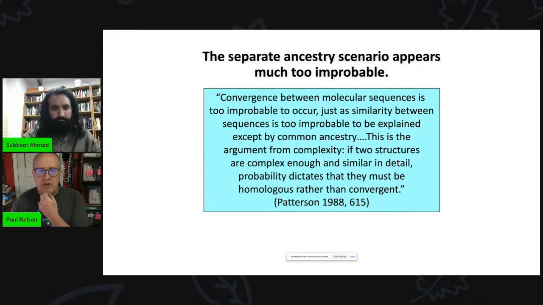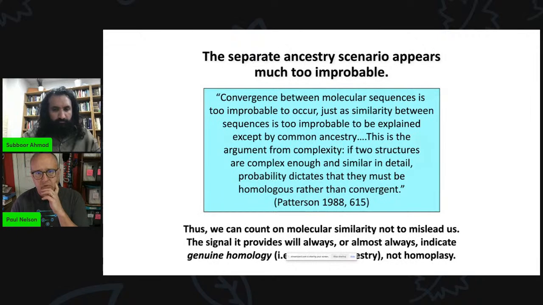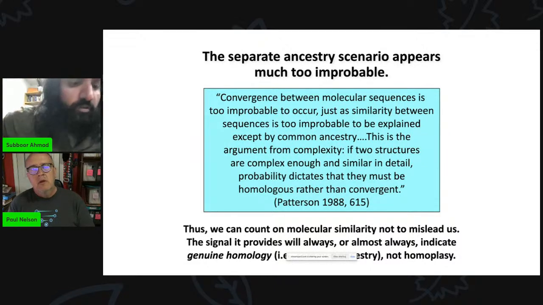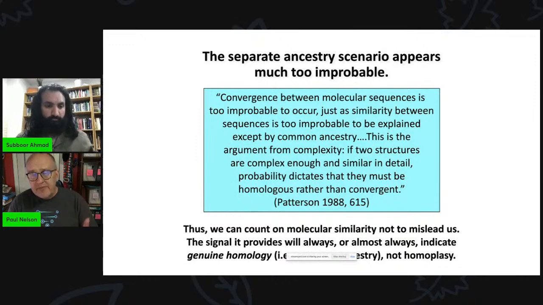Colin Patterson at the British Museum, very much at the same time, one year later, makes the same point. The argument from complexity is how he puts it. If two structures are complex enough and similar in detail, probability dictates that they must be homologous, namely sharing common ancestry rather than convergent. Now, what flows from this is a great reliance on molecular similarity not to mislead us, that it will, properly sifted, give us true homology, not homoplasy, and therefore give us true history. And we can use molecular similarities, therefore, to reconstruct the history of life, bringing together different clades in terms of their shared molecular features.